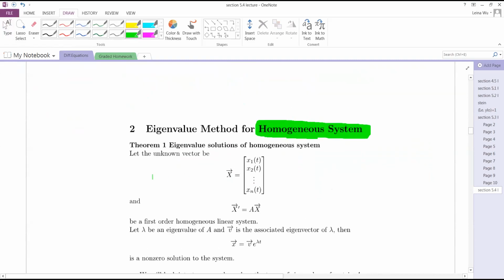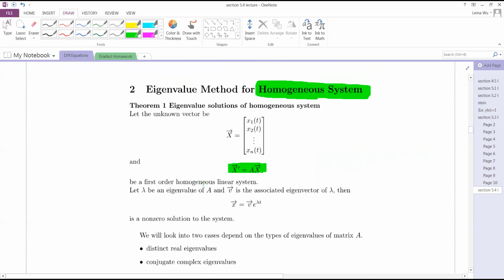So we have a theorem here, eigenvalue solutions of homogeneous systems. Let the unknown vector be x. Suppose we have n unknowns, x1, x2, up to xn, and we have a homogeneous first order equation system: x prime equals matrix A times x. Being homogeneous, there's nothing else being added, only x prime equals A times x. This is a first order homogeneous linear system we're looking at.